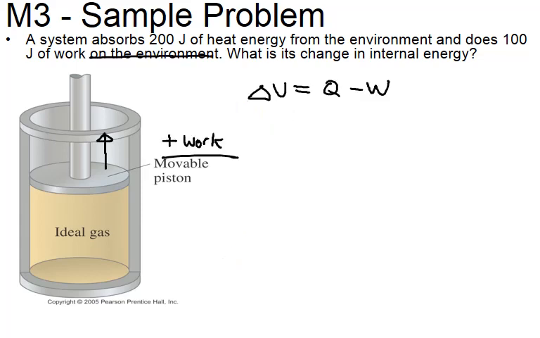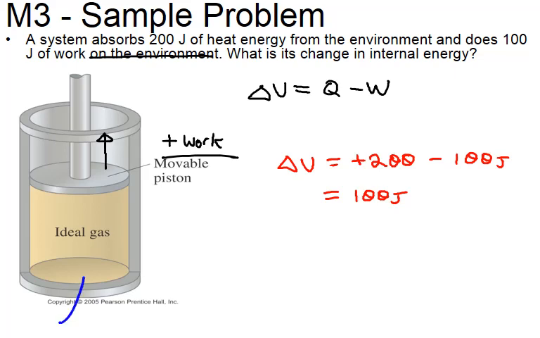All right, so there's 200 joules coming in, and then it's doing 100 joules of work. So in that case, the internal energy is actually going to increase, because even though the piston is expanding and doing work, it still receives more heat coming in, and so the internal energy will increase.